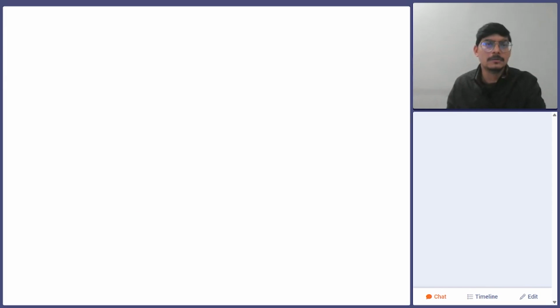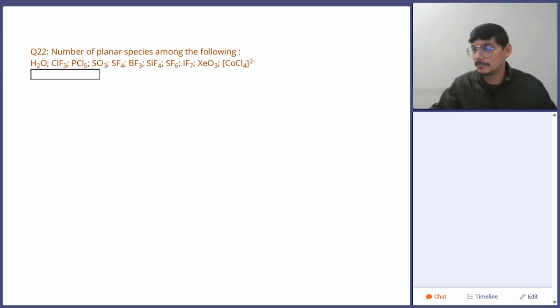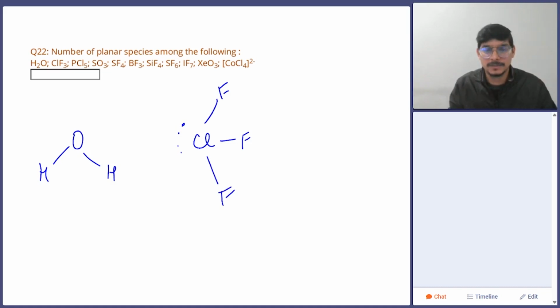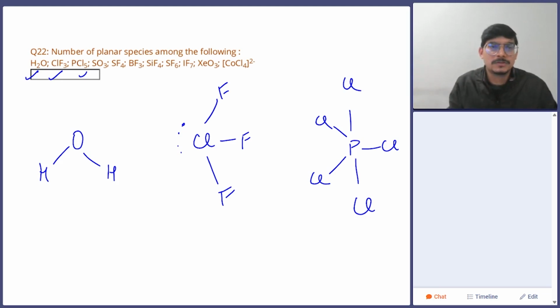Moving to the next question, the total number of planar species among the following. Water is planar, it has a bent shape. There are 3 atoms, they will lie in a plane. ClF3, guys, it is bent T. So again, these atoms lie in one plane. So water is there, ClF3 is there. PCl5, we know it is trigonal bipyramidal, so definitely not planar, right? It has bonds lying in at least 2 planes. So this is not the answer.